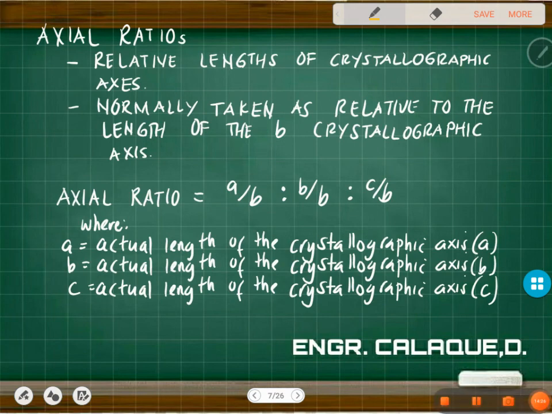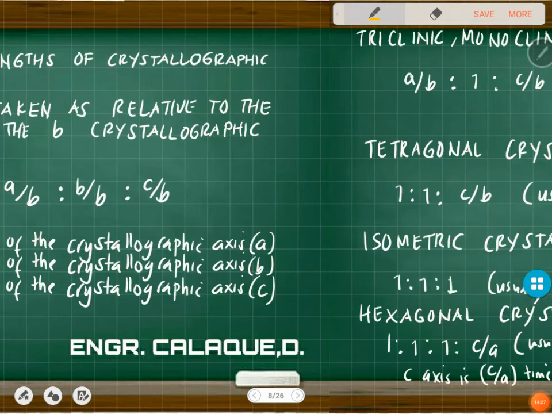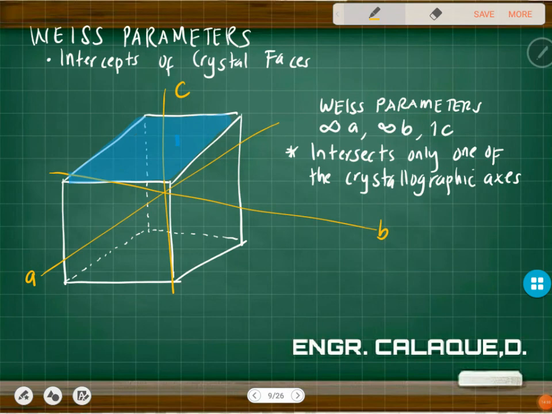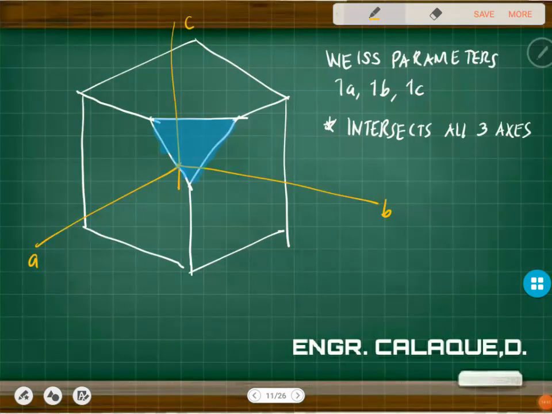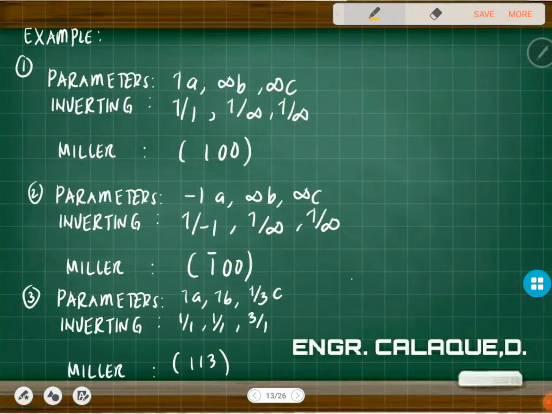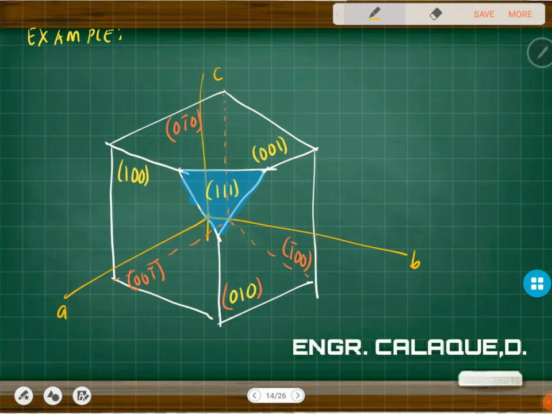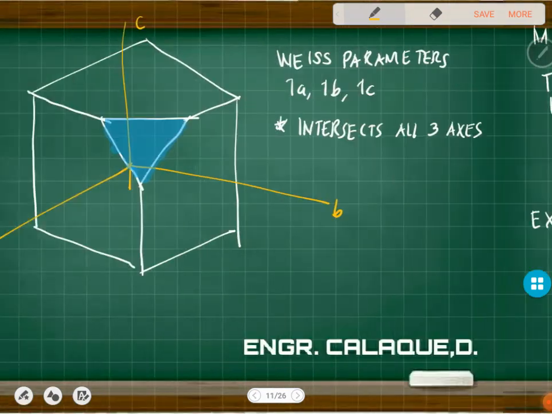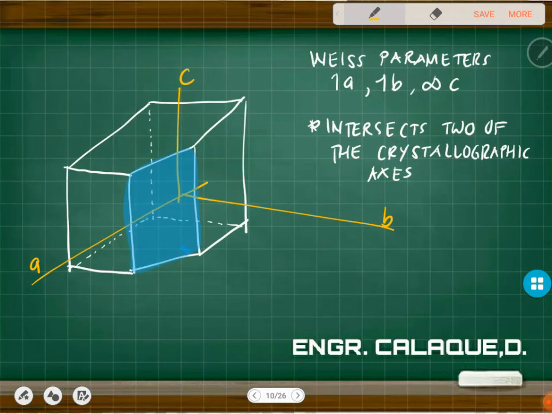In the next video, I will discuss the axial ratios, the Weiss parameters, and the Miller indices. And I think we'll go into solving. Okay? So I think that's it.